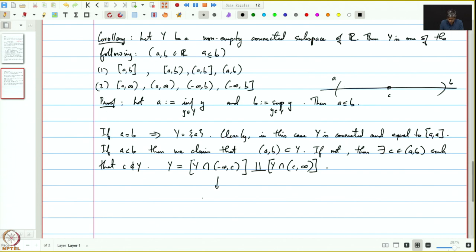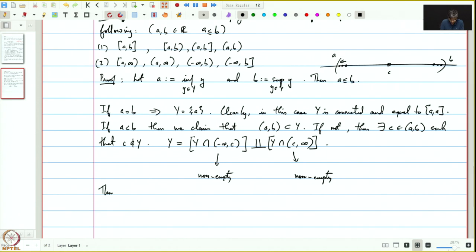So let's check that this is non-empty, right? So as A is the infimum of elements in Y, there is a sequence in Y which converges to A, and since A is less than C, there will be elements in the sequence which are strictly less than C. So this shows that this is not empty. And similarly, this is not empty, right? Because B is the supremum of elements in Y, so there will be a sequence of elements converging to B. And since B is strictly greater than C, almost all members of the sequence will be greater than C.